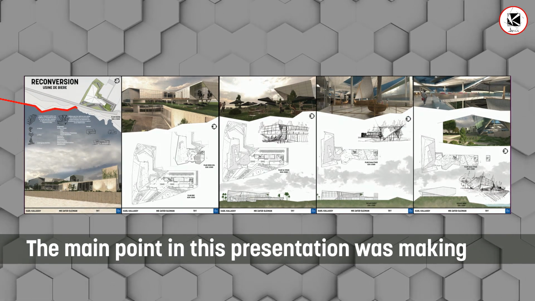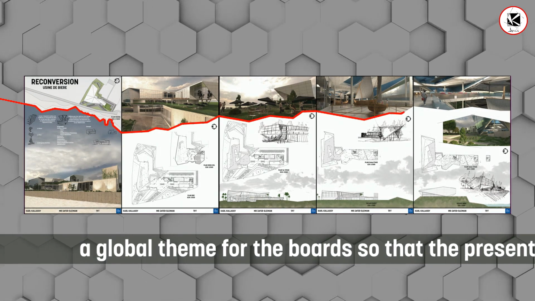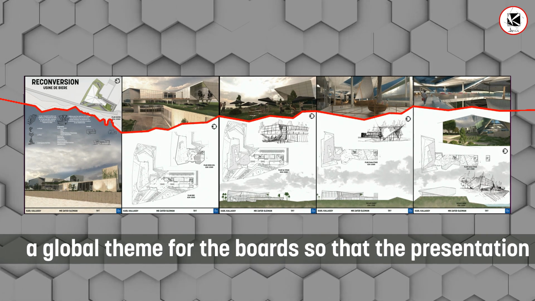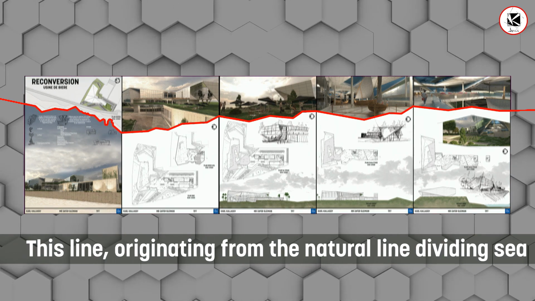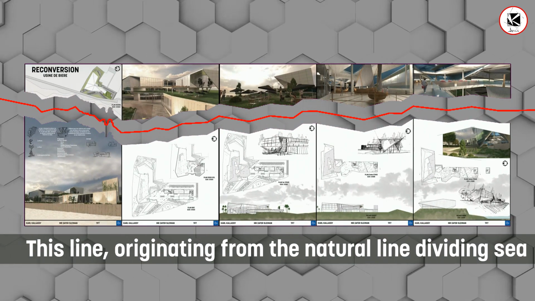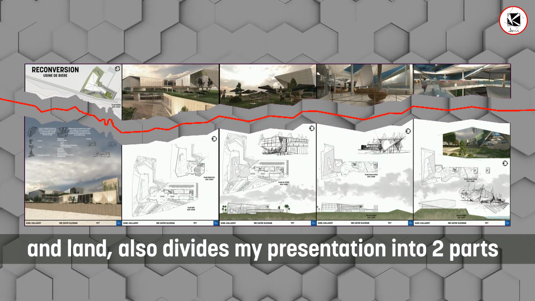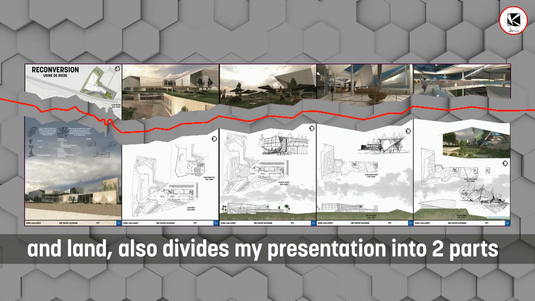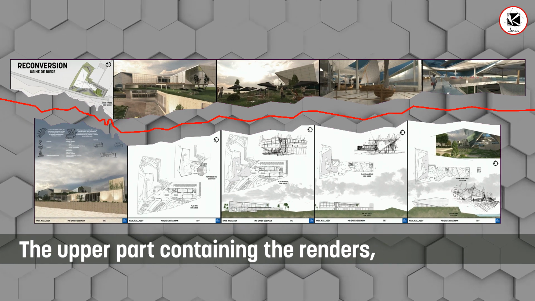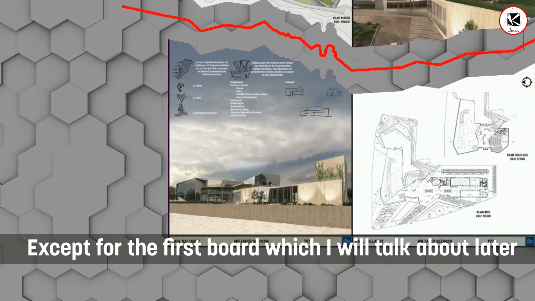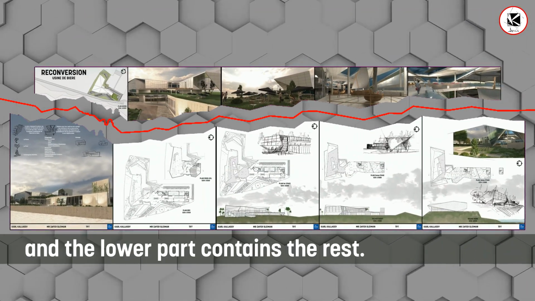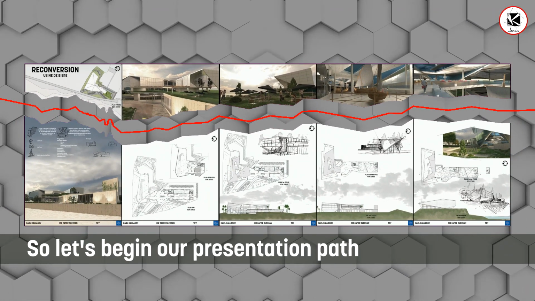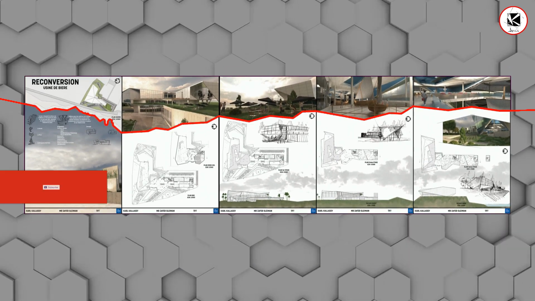The main point in this presentation was making a global theme for the board so that the presentation looked continuous when put together. This line, originating from the natural line dividing sea and land, also divides my presentation into two parts. The upper part containing the renders, except for the first board which I will talk about later, and the lower part contains the rest. So let's begin our presentation path.